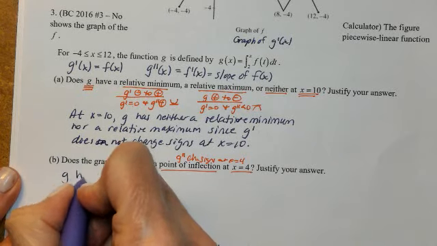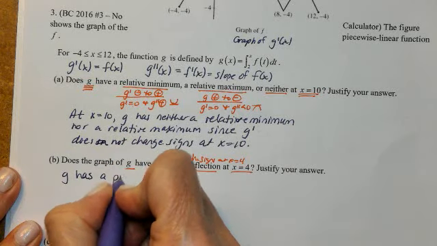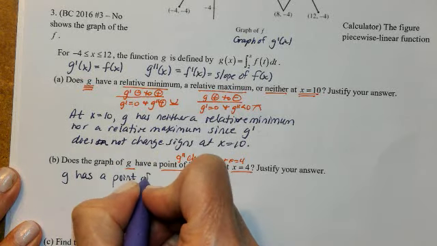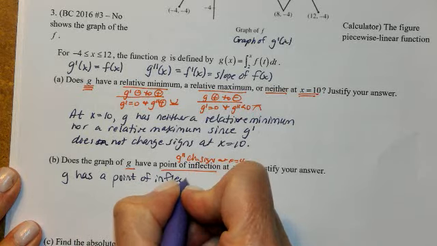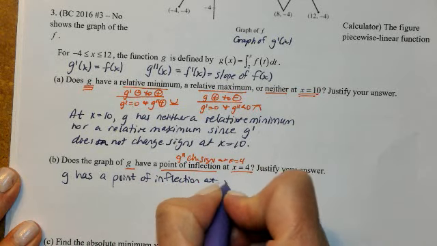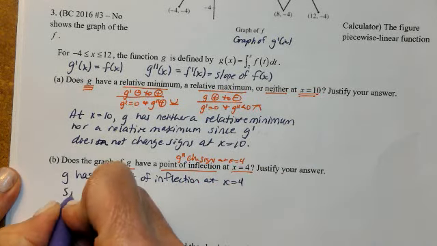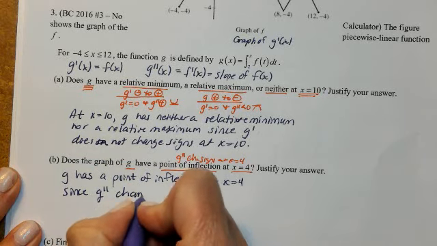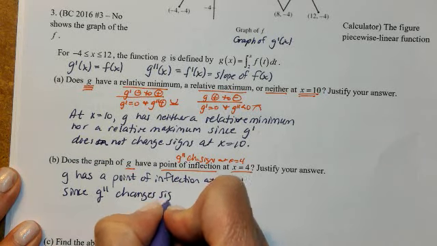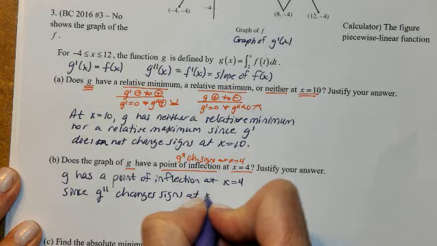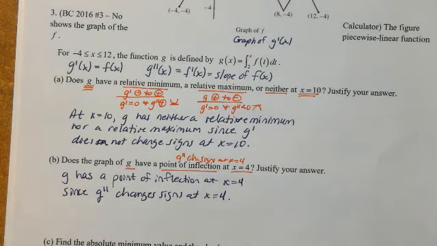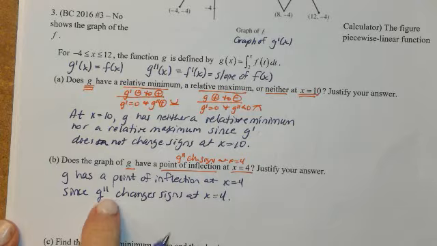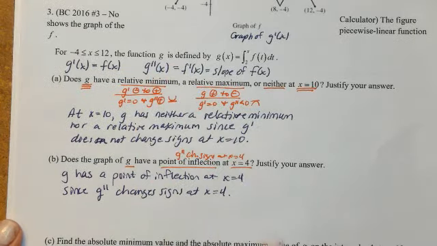So g has a point of inflection at x equals 4 since g double prime changes signs at x equals 4. And that's it. We don't have to say what g double prime is because we said it way up here. We don't have to repeat it.